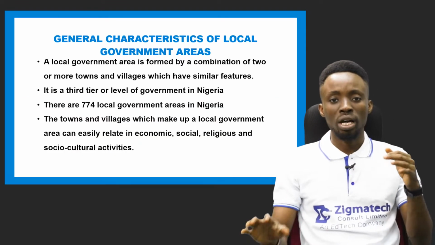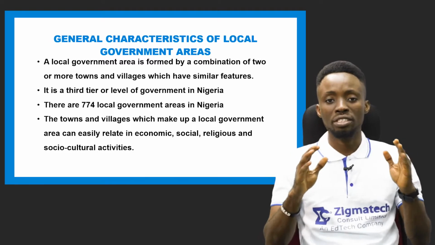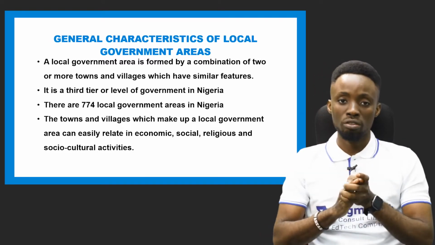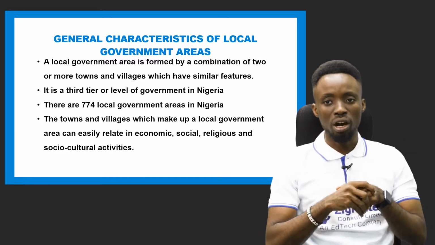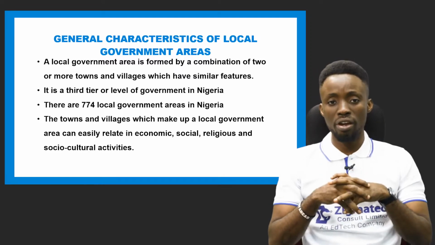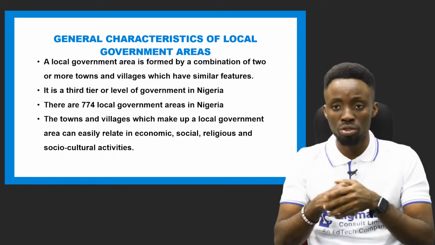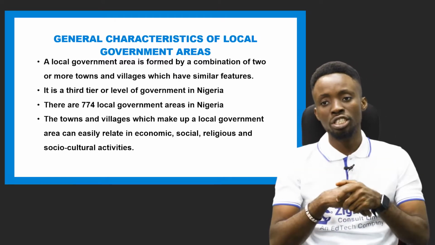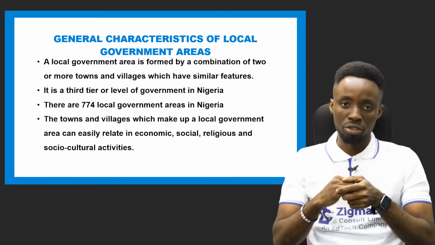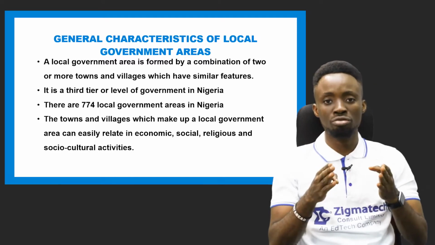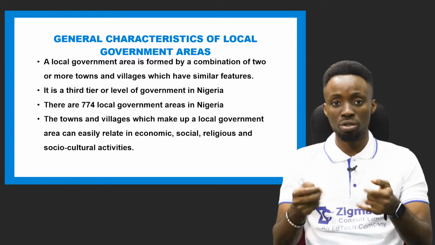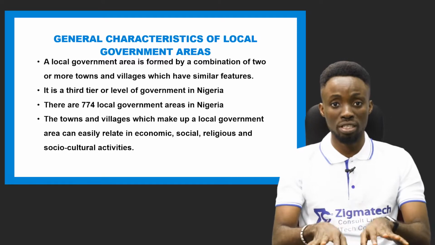Now, let's look at the general characteristics of all the local government areas we have in Nigeria. A local government area is formed from the combination of two or more towns or two or more villages which have similar features. I want to use Rivers State as a case study in this lesson.